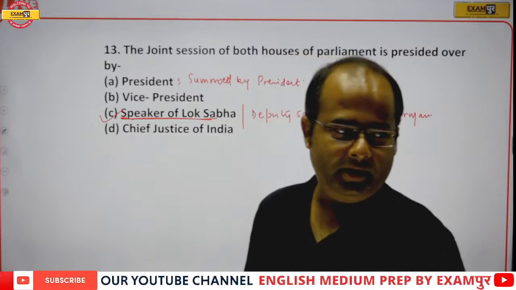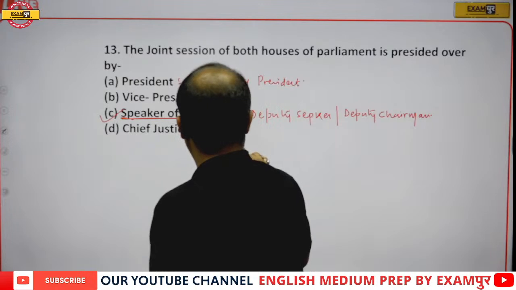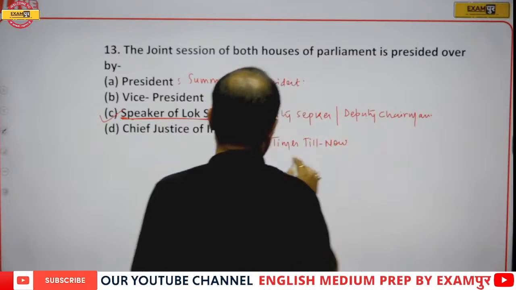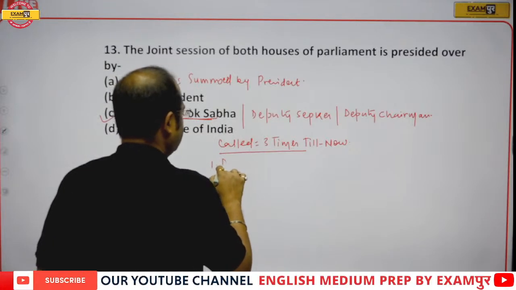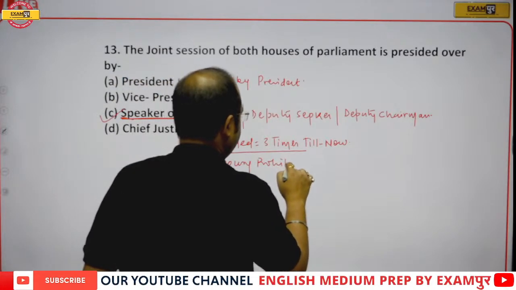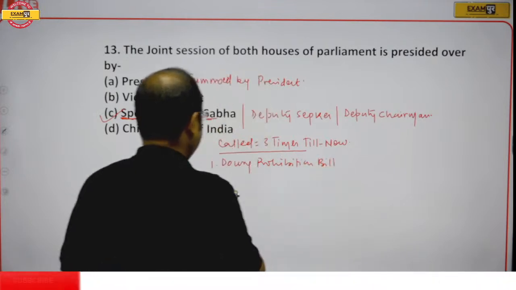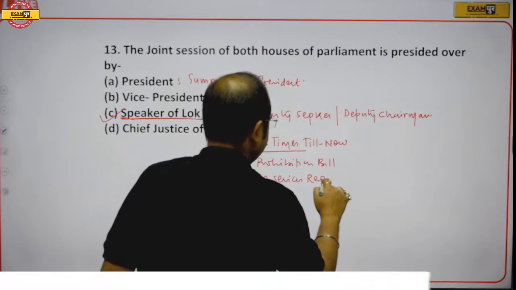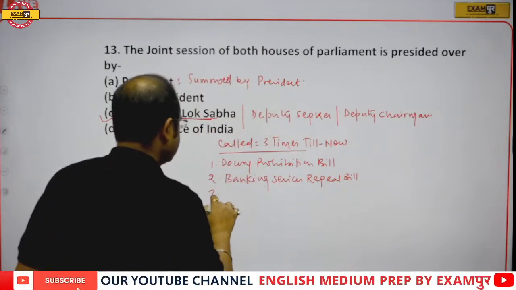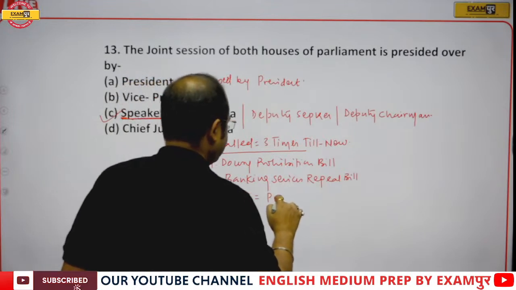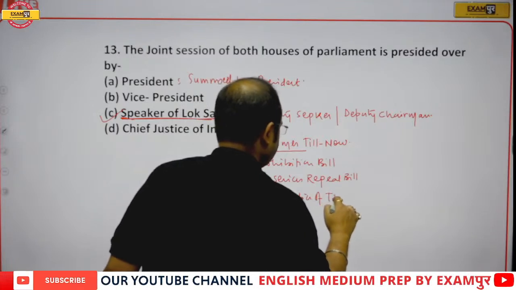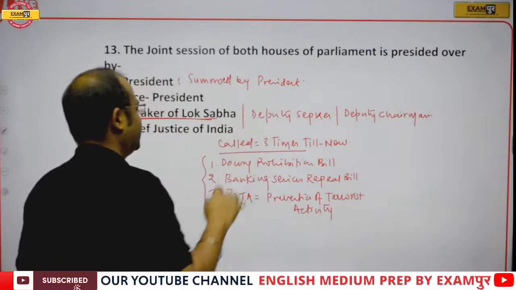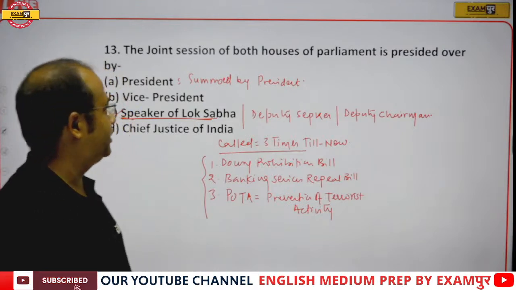So I hope it is clear. And if I talk about joint sittings, it has been called 3 times till now. First, on the Dowry Prohibition Bill, then the Banking Services Repeal Bill, and third on POTA, Prevention of Terrorist Activity. So the correct answer will be, guys, option C.